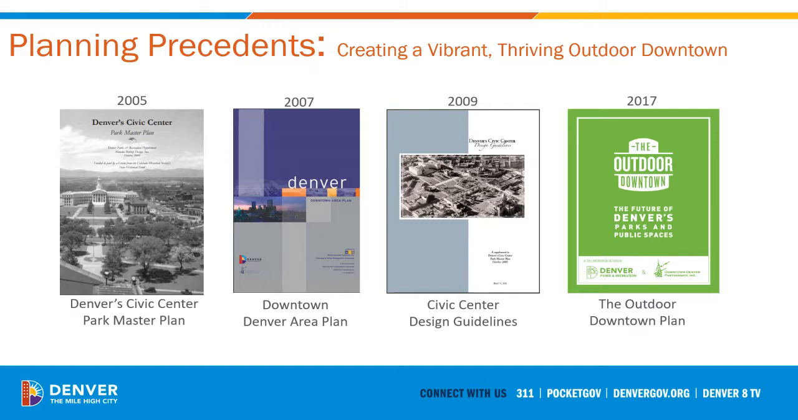And then lastly, in 2017, the Outdoor Downtown Plan was completed, which is Parks and Recreation's 20-year strategic plan looking at the downtown core and the future of our parks and public spaces, and really recognizing that it's not just about planning for new parks and maintaining them, but also how are we programming, how are we activating. So those were really the planning precedents that led up to the whole idea of Bannock and how Bannock could become a place for people.